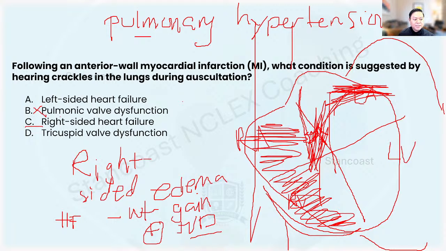Now let's take a look at the right-sided heart failure. Well, it is closely associated to the letter B, so I'm not going to further explain because this is already my explanation about the B. They're quite associated to each other, so we're going to skip that. What about the letter D? Tricuspid valve dysfunction. What is that? Remember where the exact site of that tricuspid is?